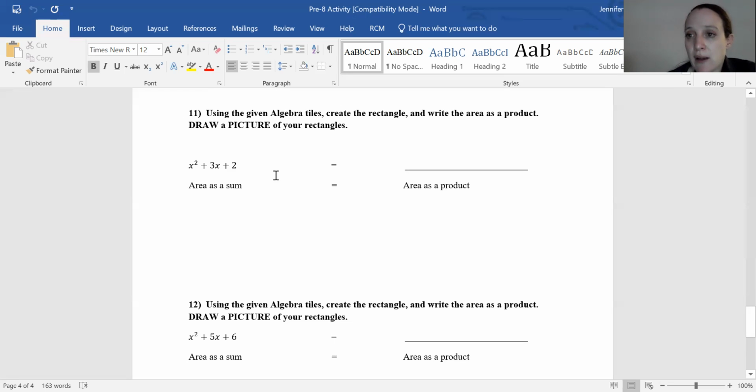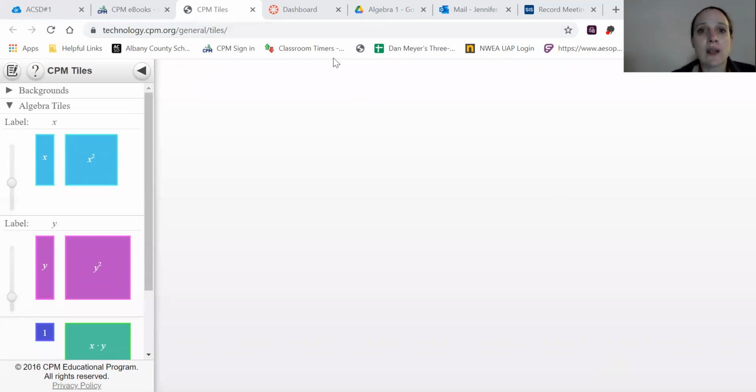Now you have algebra tiles at your table. You're going to need to grab a bag of those algebra tiles, and we're going to work this first problem of x squared plus 3x plus 2. All right, so I have to get my screen here. Okay, so our first equation here is going to be x squared, sorry, I can't do squared, plus 3x plus 2. Now that's your clue, guys. That's your hint of what you need.